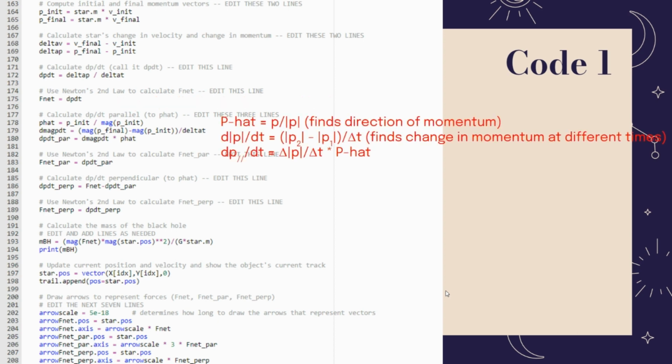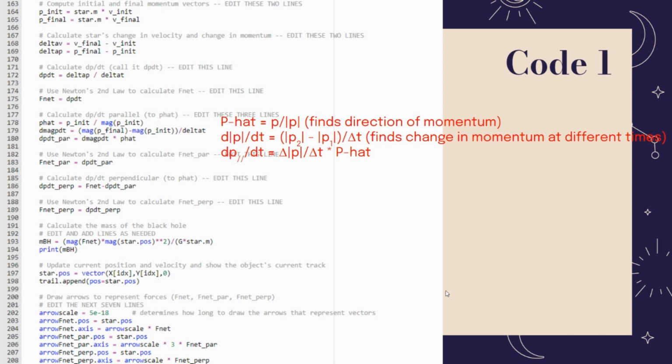Now we're going to get into the nitty-gritty. So p hat is equal to p divided by the magnitude of p. This finds the direction of the momentum. Now we need to find d magnitude p divided by dt. This can be found by doing the magnitude of the final momentum minus the magnitude of the initial momentum, divided by the change in time. So this will find the change of momentum at different times. So now we need to find dp parallel divided by dt. And this is just equal to delta p magnitude divided by delta t times the p hat. So this just gives us all that in perspective of what our dp dt parallel is.